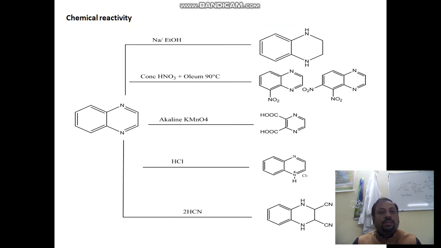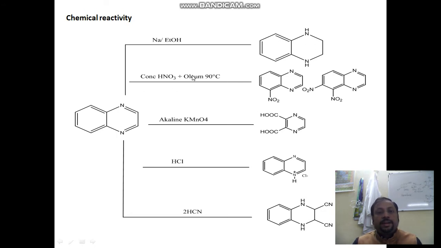Now coming to the reactivity, how it reacts with various types of reagents. If I take sodium and ethanol and try to react with it, this ring gets reduced and the benzene ring stays intact, so it is not affected. Here we will say that it's a saturated, or dihydro type molecule. We get tetrahydro, with the 1, 2, 3, 4 positions saturated.